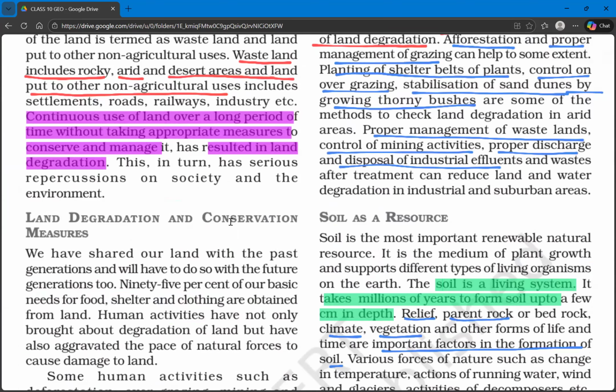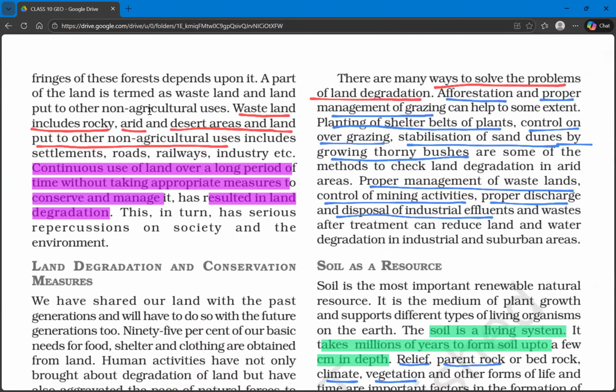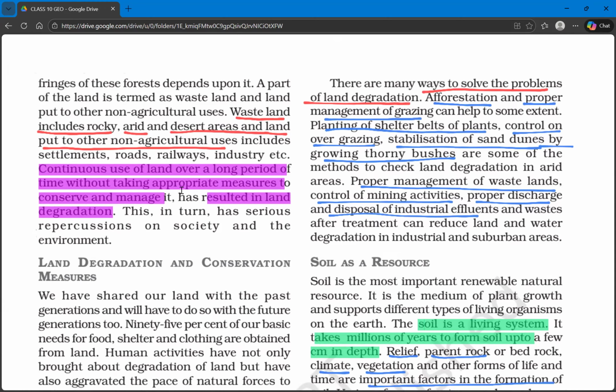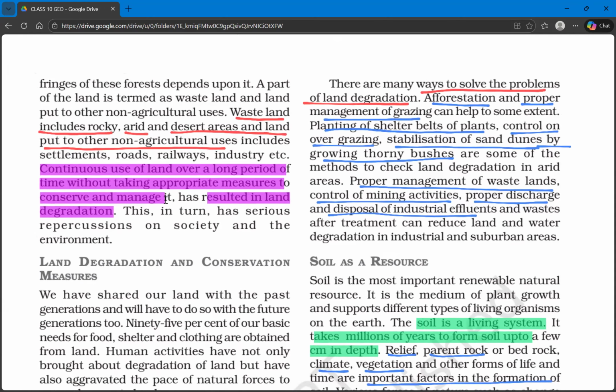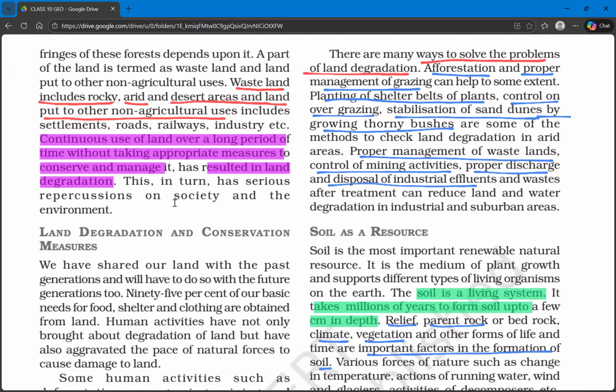A part of the land is termed as wasteland and land put to other non-agricultural uses. Wasteland includes rocky, arid, desert areas, and land put to other non-agricultural uses includes settlements, roads, railways, industries, etc. Continuous use of land over a long period of time without taking appropriate measures to conserve and manage has resulted in land degradation. So these are all the factors that have resulted in land degradation.